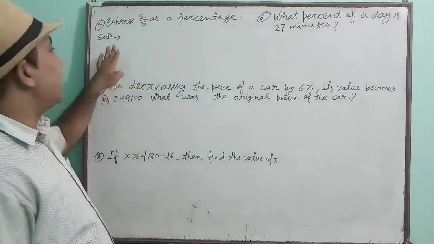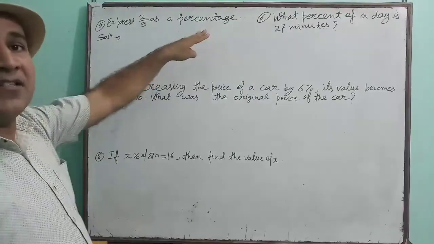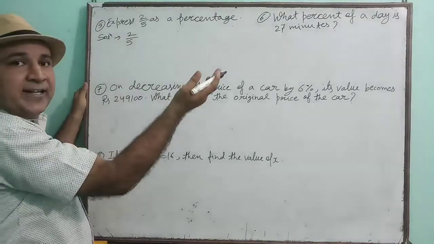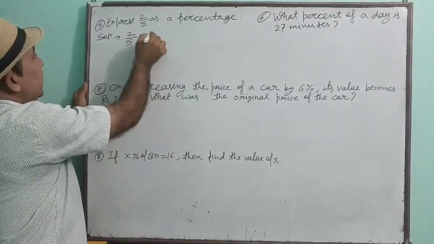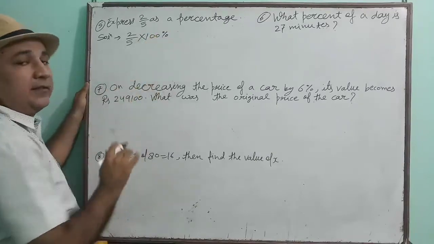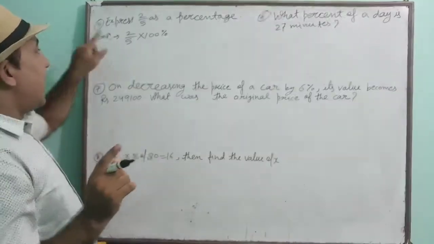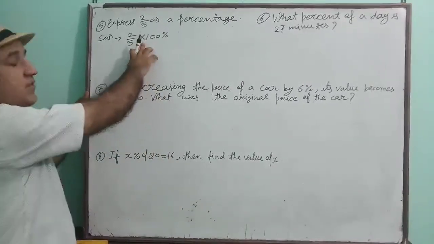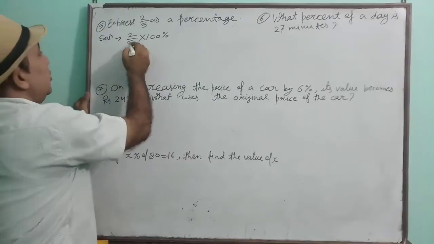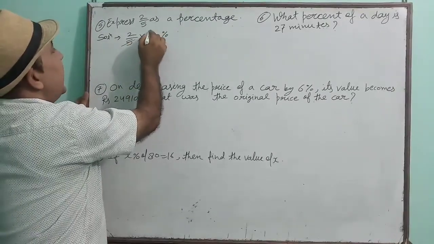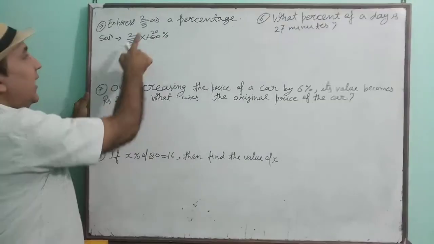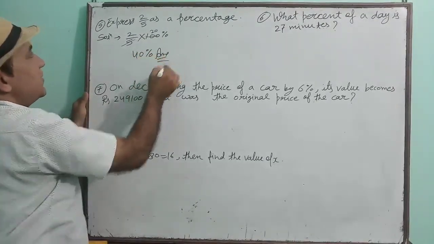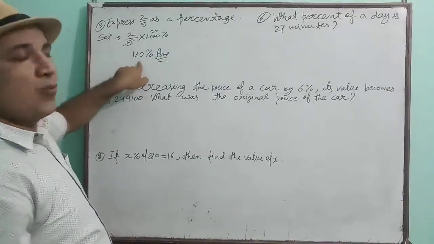Okay, now see question number 5. Express 2 by 5 as a percentage. So children, if any number we are converting into percentage, it is multiplied by 100%. Remember this. Either it is fraction, ratio or decimal, we are converting into percentage means we have to multiply by 100%. Now multiply and solve it. 5 dividing 100 by 20 and 20 into 2. 40% is the answer. 2 by 5 means 40%.